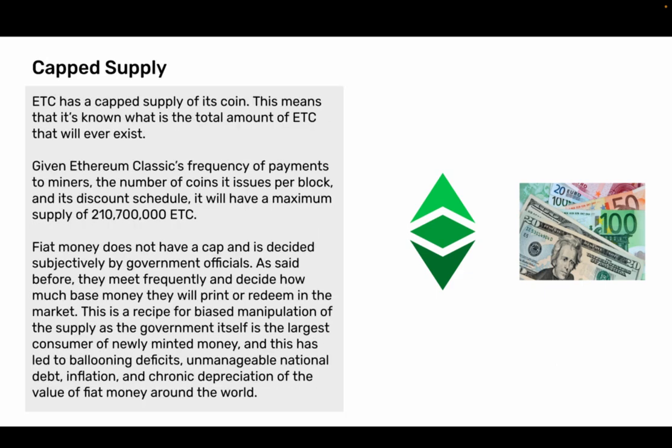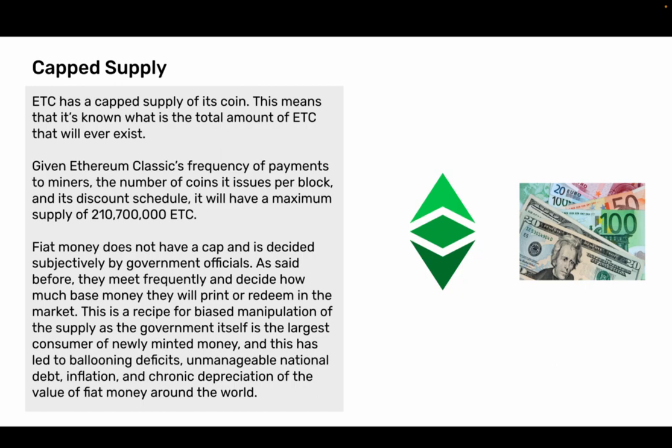Capped supply. ETC has a capped supply of its coin. This means that it's known what is the total amount of ETC that will ever exist. Given Ethereum Classic's frequency of payments to miners, the number of coins it issues per block, and its discount schedule, it will have a maximum supply of 210,700,000 ETC. Fiat money does not have a cap and is decided subjectively by government officials.